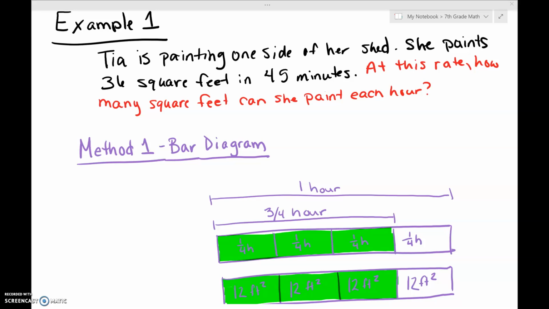All right, let's continue on our lesson of unit rates with fractions. So for today, we're going to look through some example problems, and then you are going to have some work to do online. So example 1, Tia is painting one side of her shed. She paints 36 square feet in 45 minutes. At this rate, how many square feet can she paint each hour?